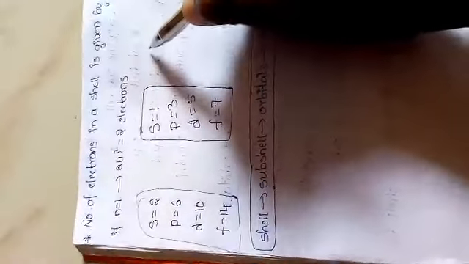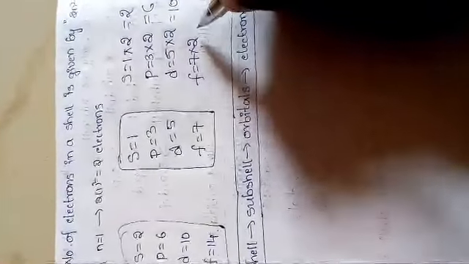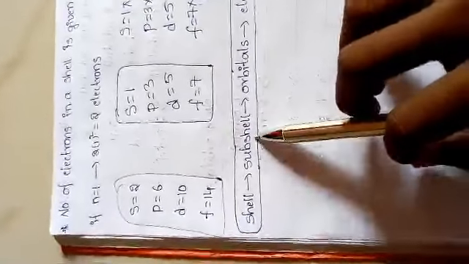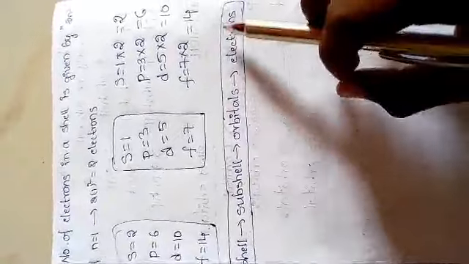So if we multiply S subshell orbitals 1 into 2, and P subshell 3 into 2, and D subshell 5 into 2, and F subshell 7 into 2, we have got 1 into 2, 2, 3 into 2, 6, 5 into 2, 10, 7 into 2, 14. We got the answers here. And the main point is: shell has the subshells, subshells have the orbitals, orbitals have the electrons.